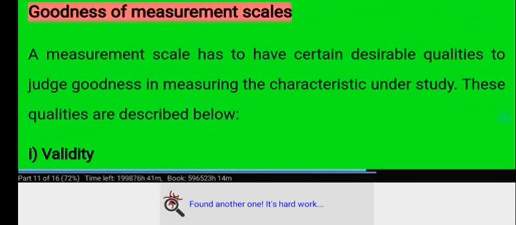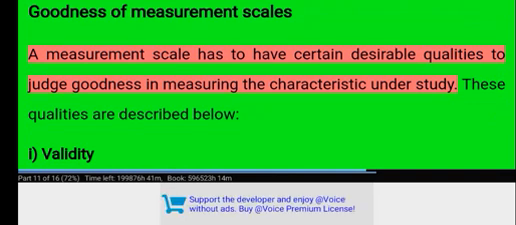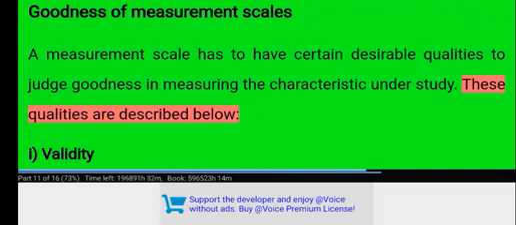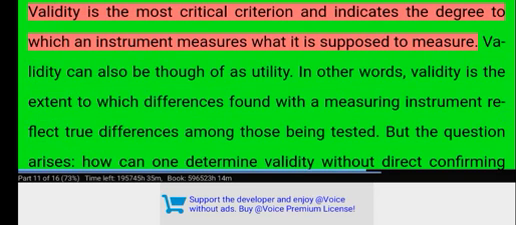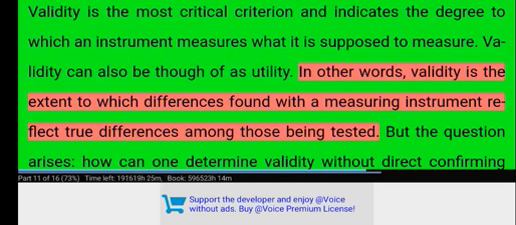Goodness of measurement scales. A measurement scale has to have certain desirable qualities to judge goodness in measuring the characteristic under study. These qualities are described below. I. Validity. Validity is the most critical criterion and indicates the degree to which an instrument measures what it is supposed to measure. Validity can also be thought of as utility. In other words, validity is the extent to which differences found with a measuring instrument reflect true differences among those being tested.